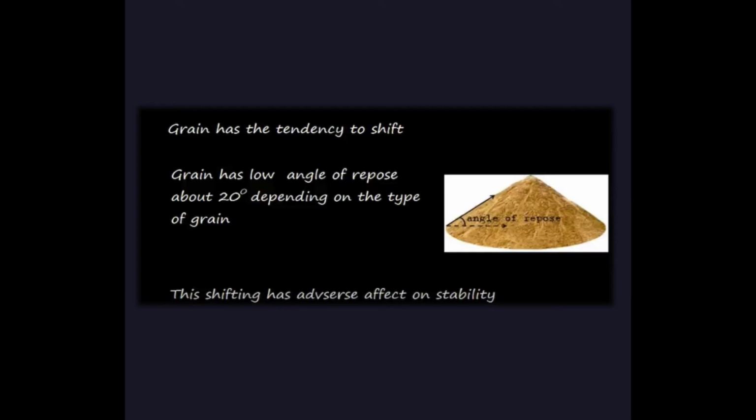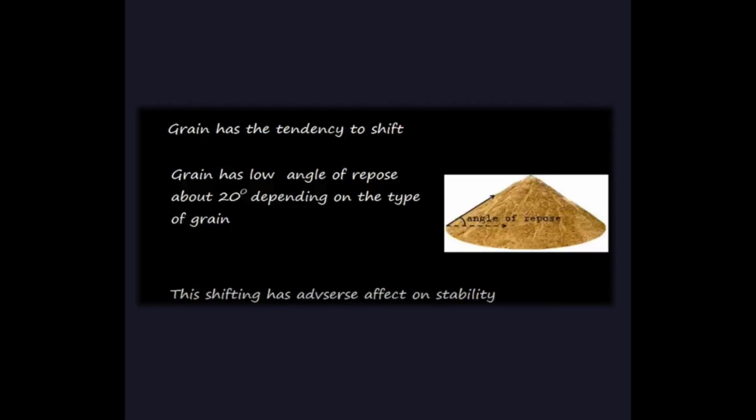Carrying grain. One of the most difficult and dangerous cargoes to carry in bulk are grain cargoes. Grain has the tendency to shift. This shifting has an adverse effect on stability. Most grains have an angle of repose, slip angle, of about 20 degrees from the horizontal, which means that if the ship rolls more than 20 degrees, the cargo will shift.